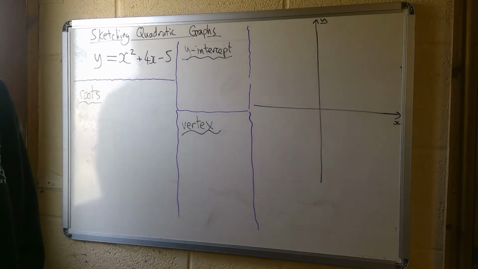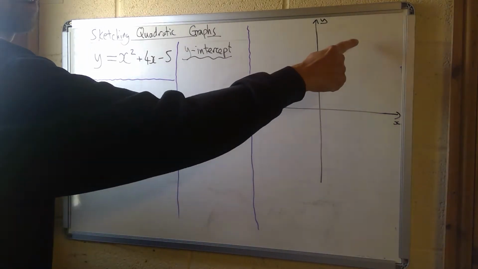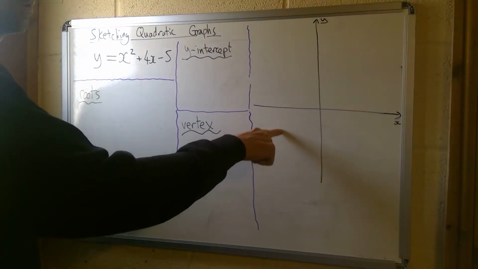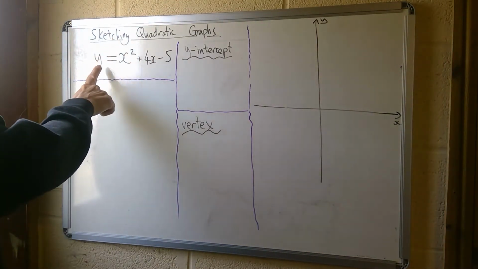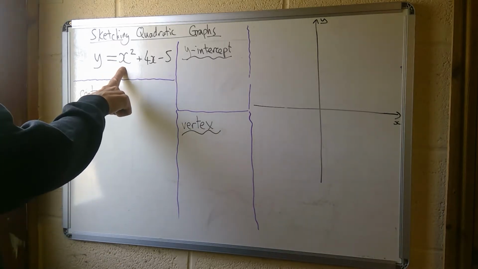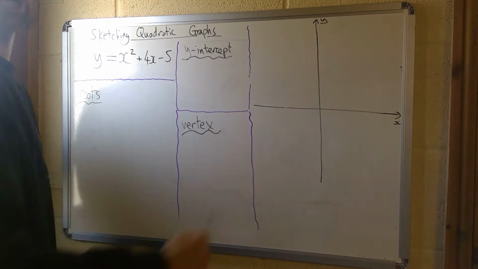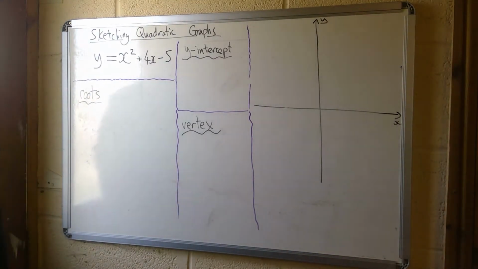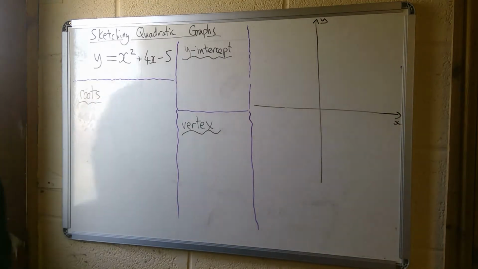So first thing we need to remember is that a positive quadratic graph will have a U shape, a negative quadratic graph will have an N shape. The example we've chosen today, y equals x squared plus 4x minus 5, is a positive quadratic. The x squared term is positive, so we're going to get a U shape, and it's good to know that before we start.